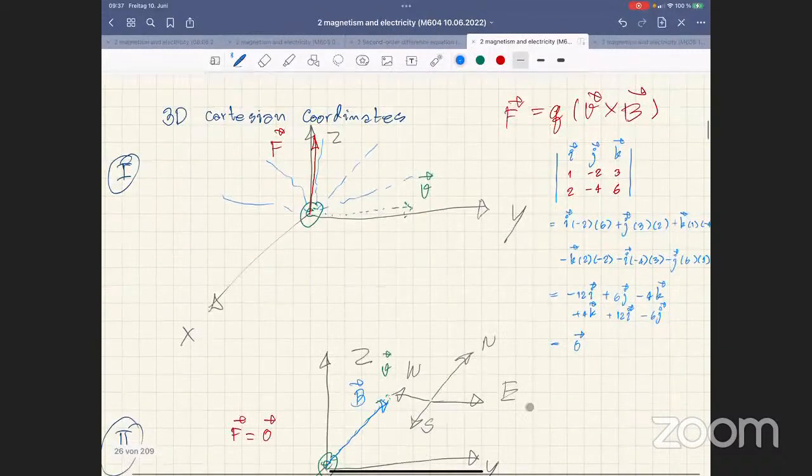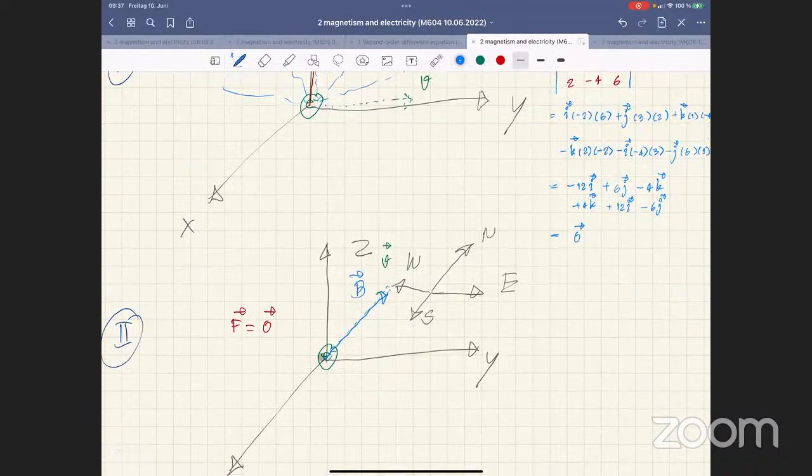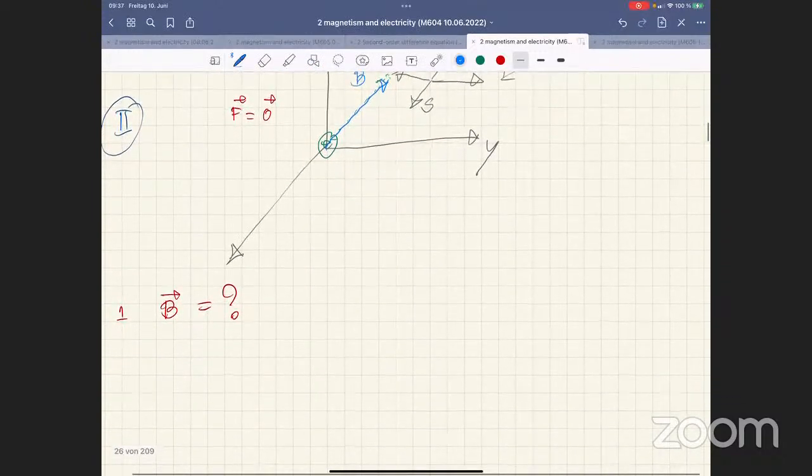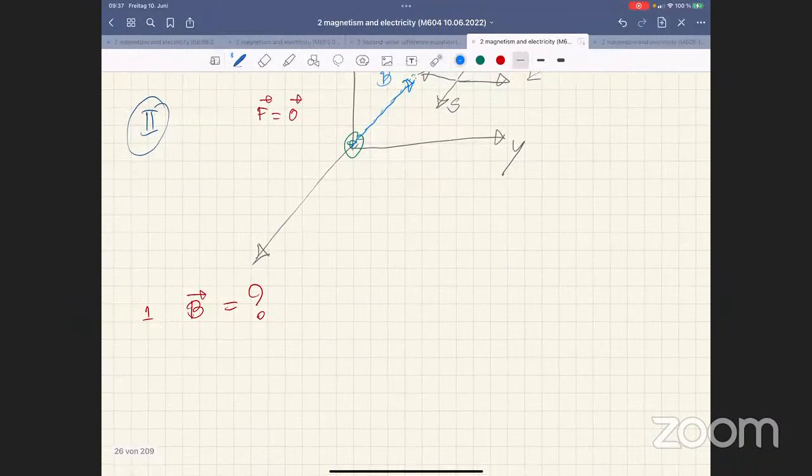So we get the final answer for the direction that the magnetic flux density will point: northward. Okay, magnetic flux density. The answer is to the north. Okay.